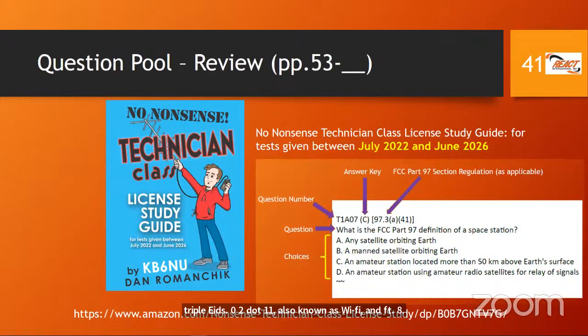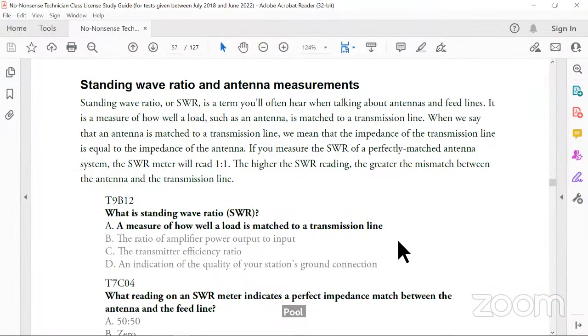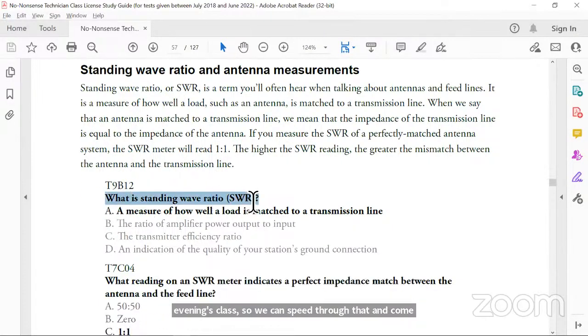Alrighty, so let's quickly go to our question pool review, where we deal with all of the questions related to the theory that we have covered in this evening's class. So we can speed through that and come to the end of our session. So let's go. First question up.